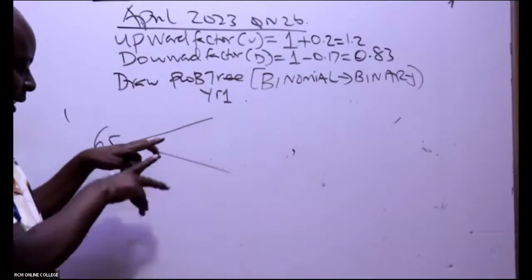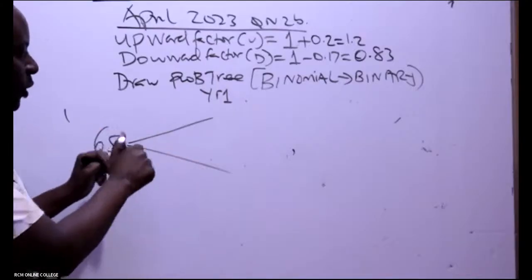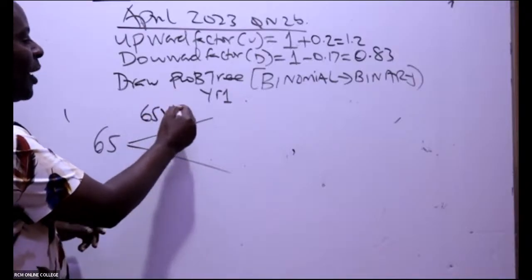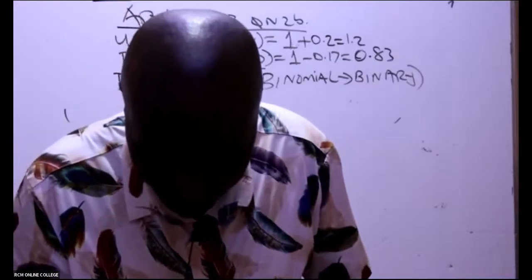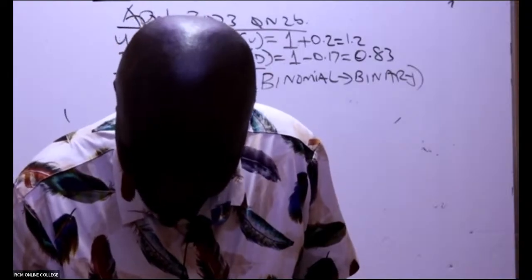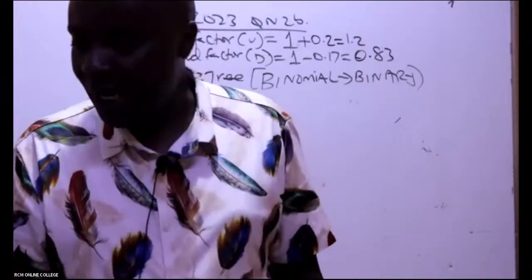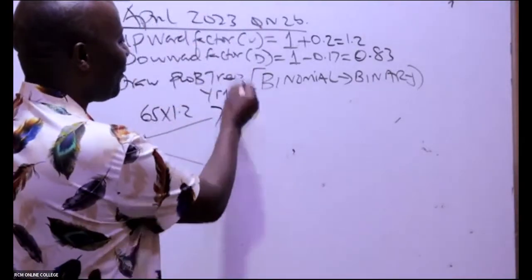Because they are binomial, two occurrences. So if it goes up by 1.2, the new price will be 65 times 1.2. Have you seen where I got 65 from? Yeah, it is given in the question. We are told that currently, meaning today, it is trading at 65. So somebody is giving me a figure of 78.